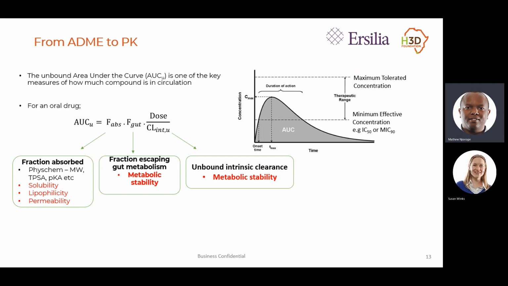And then finally, the biggest thing is what is my unbound intrinsic clearance, and that we again get directly from our metabolic stability. What we want to say generally as we transition now to PK is that the reason we are going through all this struggle to measure solubility, logP and all these things is because there is a lot that we can do in vitro that already gives us an answer on what we expect to see in vivo.